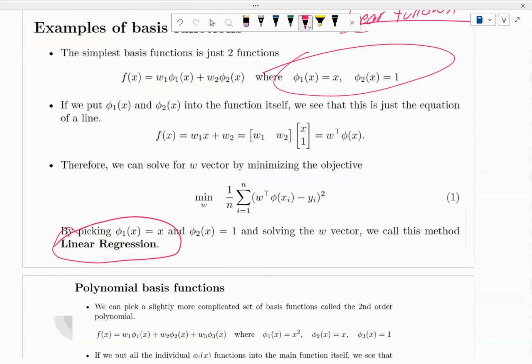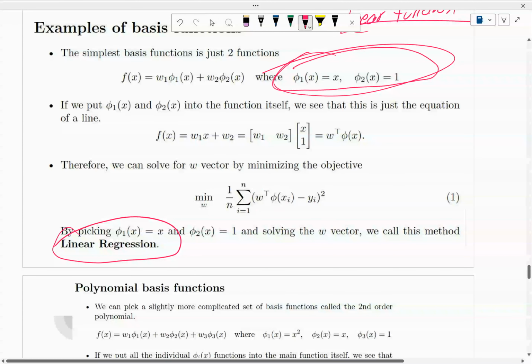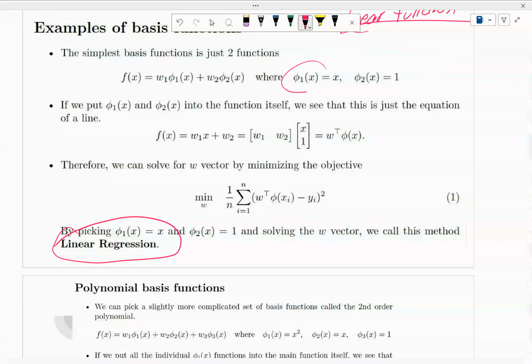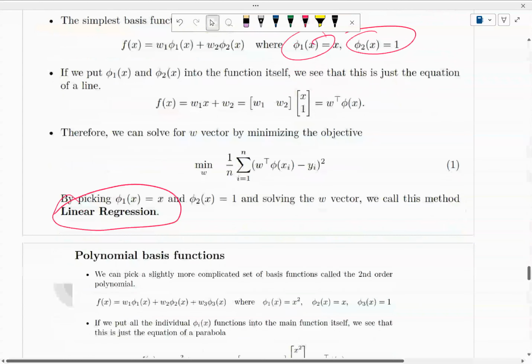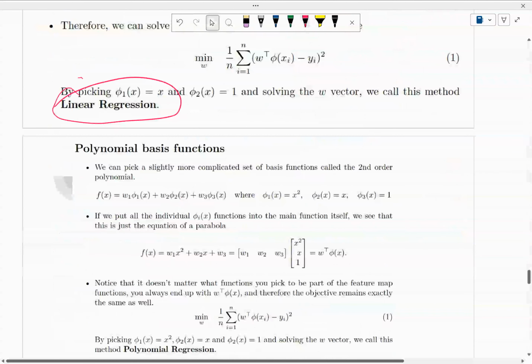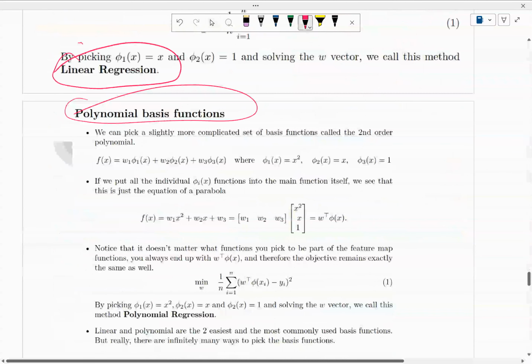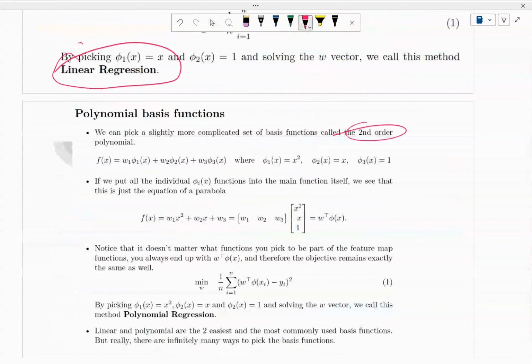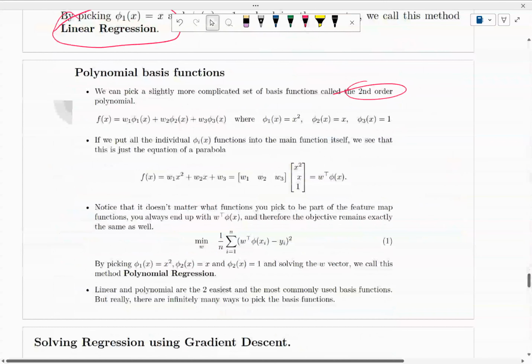And this right here is called linear regression when we pick these. When you hear about linear regression, that's what's happening. You are trying to find a function that gives you the output that you desire. And you happen to be picking the functions where phi 1, phi 2 is equal to x and 1. Now, linear regression is one of them. Another one is called polynomial basis functions. The simplest one for polynomial is the second order. In this particular case, instead of phi 1, phi 2, it has one extra one.